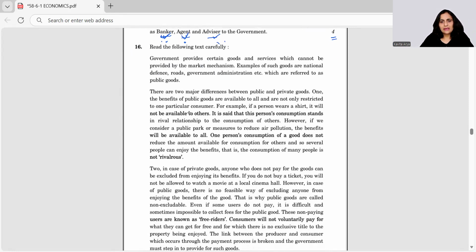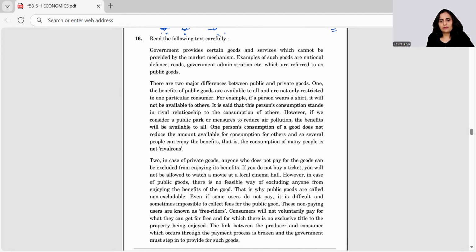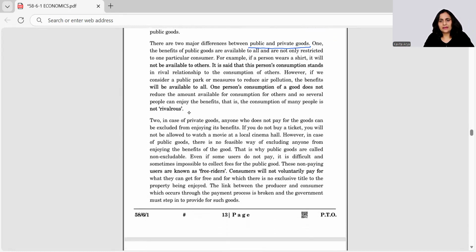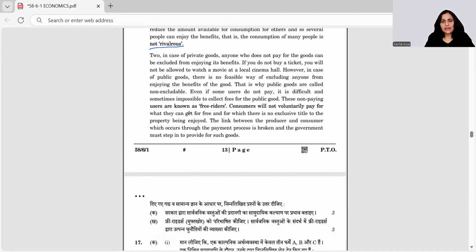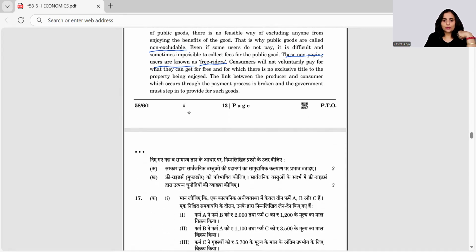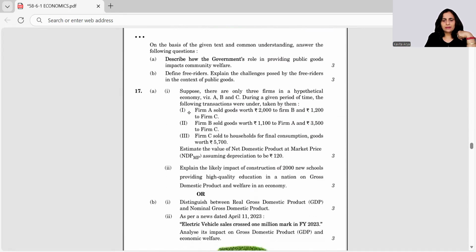So question number 16 is a case-based study, which is basically of public and private goods. Okay. And you're given like benefits are available to all, for example. So non-rivalrous aspect is made clear here. Okay. And then you're given non-excludable. The second aspect is clear. And then free rider effect, these non-paying users are free riders. Fine. So let's proceed for which questions are given here.